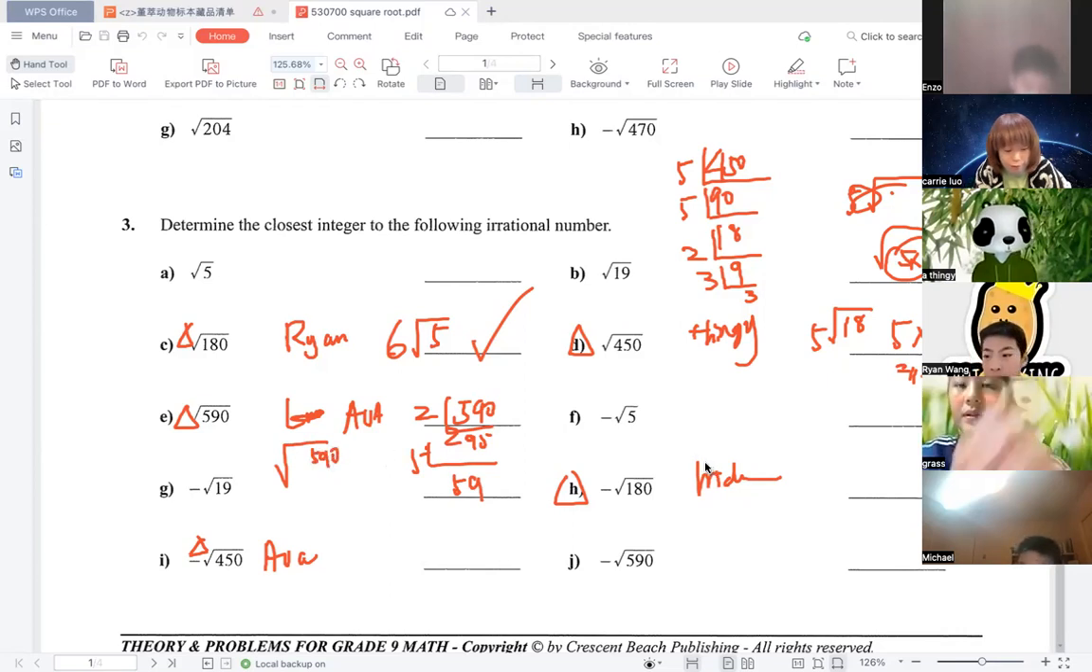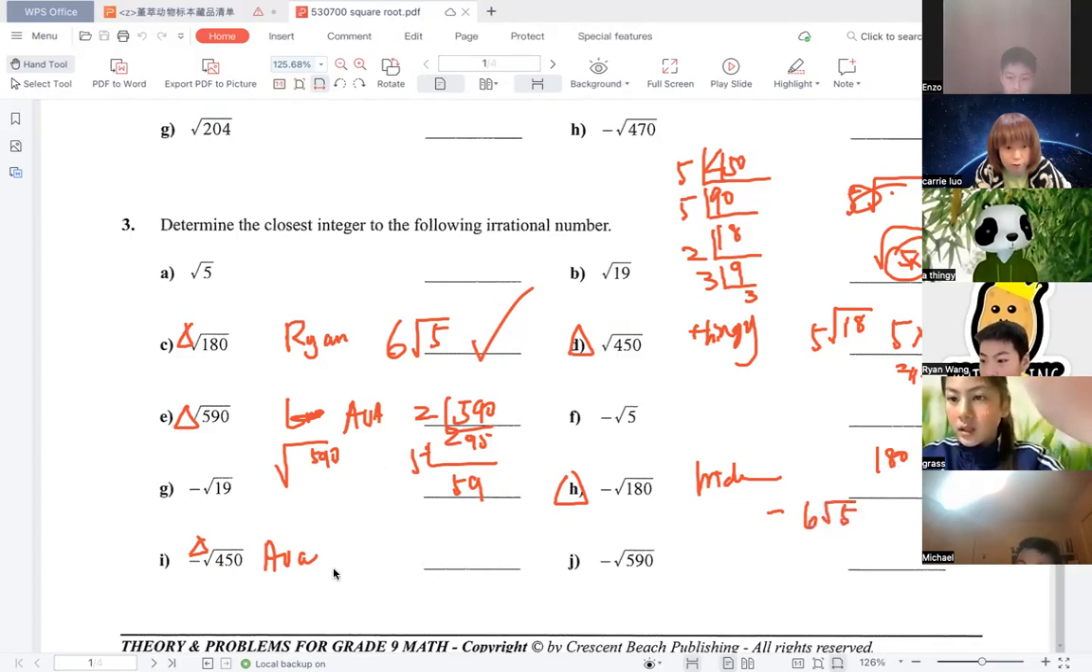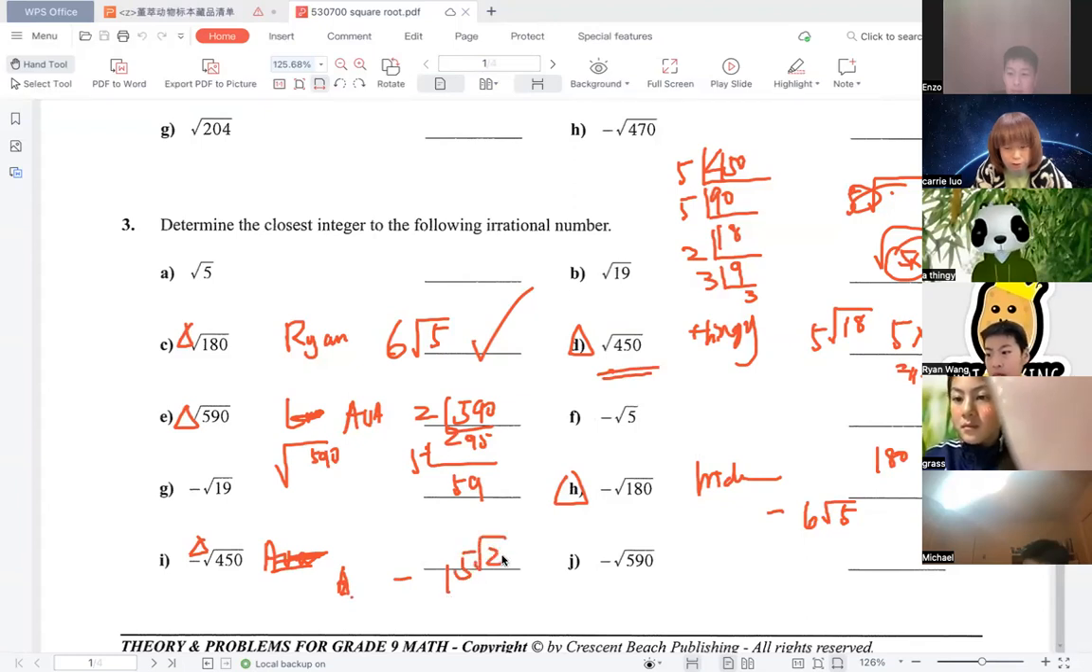Okay, next one, negative 180. Negative 6 square root 5. Okay, so negative what? Negative 6 square root 5. Very good. Good job. Okay, so last one. I think that's the same thing, okay? If you understand square root 450 equals what? So negative 450 equals what? No, that's the same thing, Angel. If you understand this one, is it the same? So it's negative 15 square root 2. Correct, everybody?